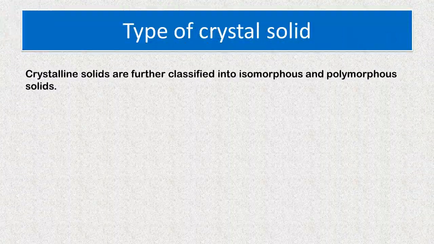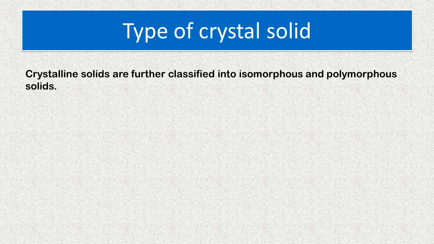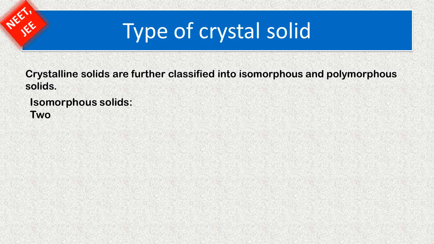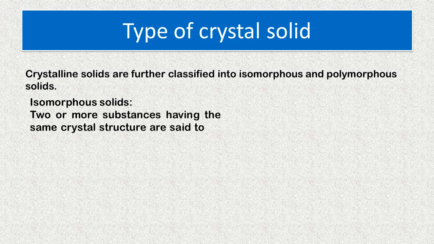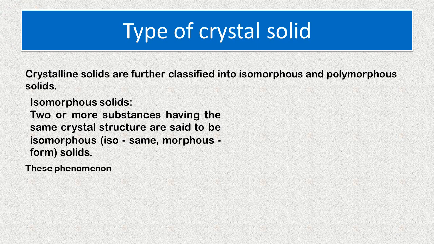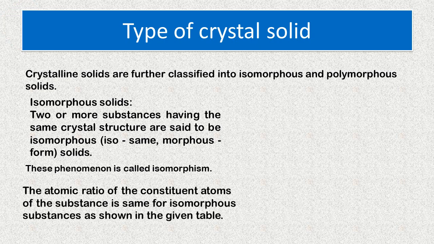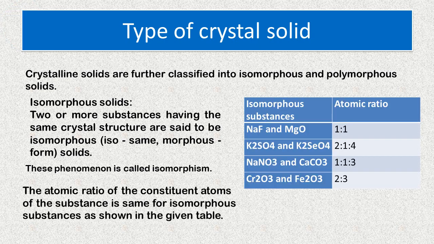Crystalline solids are further classified into two types: isomorphous and polymorphous solid. Isomorphous solid: two or more substances having the same crystal structure are said to be isomorphous. Iso means same, morphous means form. This phenomenon is called isomorphism. The atomic ratio of the constituent atoms of the substance is same for the isomorphous substance, as given in the following table.